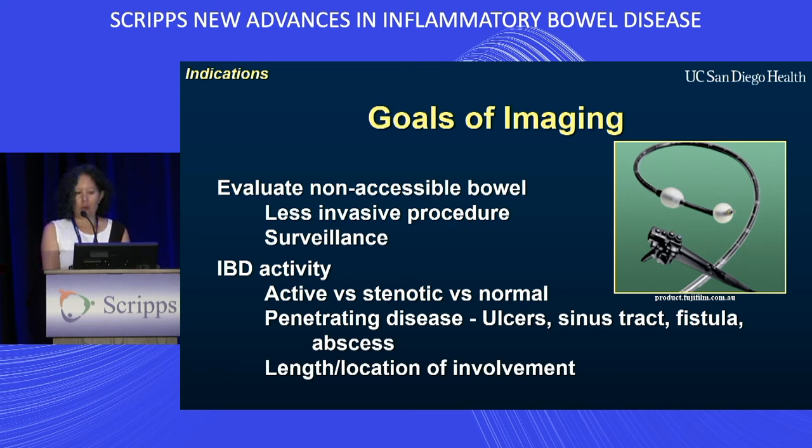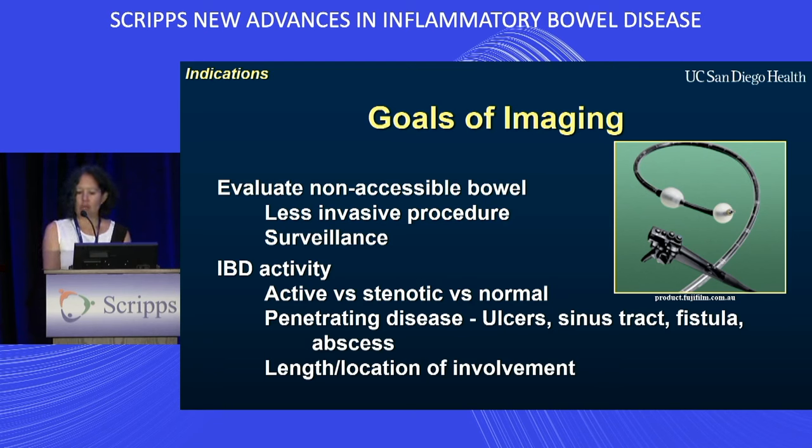While we're doing that, though, what are we looking for? A lot of what we've focused on in the past is to evaluate the degree of activity. You want to be able to identify areas that look like active inflammation, areas that suggest stenosis, or perhaps the patient has quiescent or absent disease. As I mentioned earlier, one of the advantages of cross-sectional imaging is that we can also see beyond the wall of the bowel. We can see those ulcers, those sinus tracts, those fistulas, and the occasional abscess that may have developed outside the bowel.